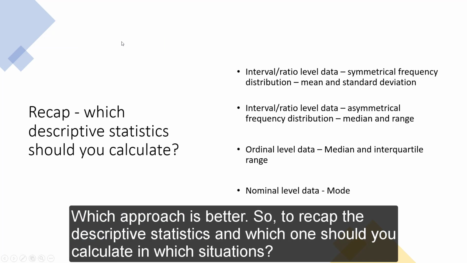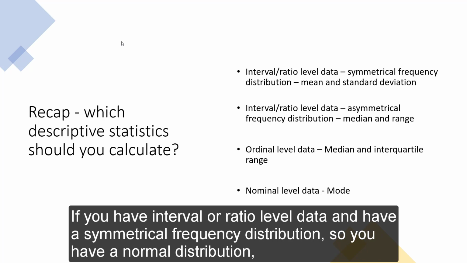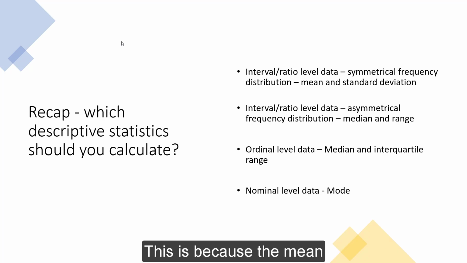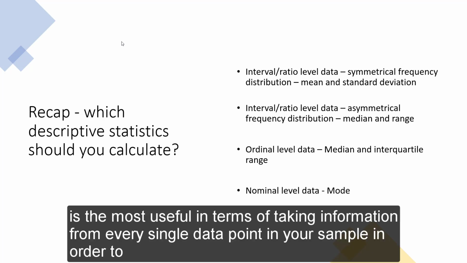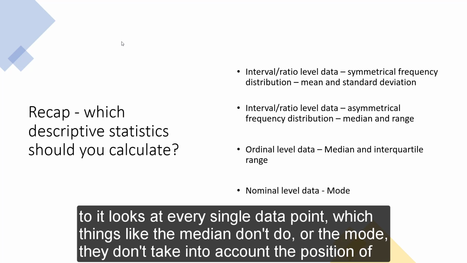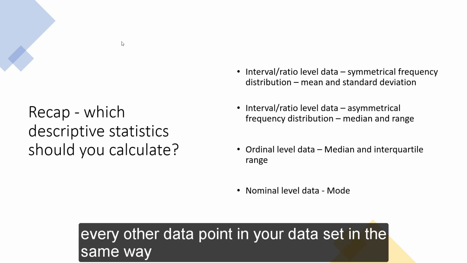So just to recap with the descriptive statistics, which ones should you calculate in which situations? If you have interval or ratio level data and you have a symmetrical frequency distribution, so you have a normal distribution, then you should report the mean and standard deviation. This is because the mean is the most useful in terms of taking information from every single data point in your sample in order to provide a description of central tendency. So it looks at every single data point, which things like a median or a mode don't do. They don't take into account the position of every other data point in your data set in the same way.